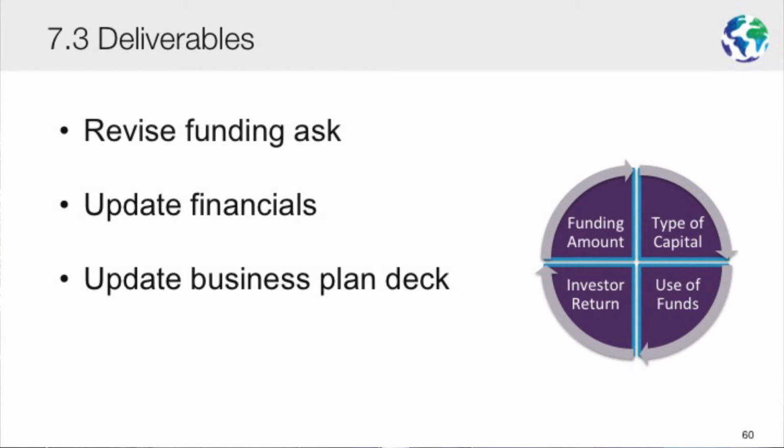In the funding ask, remember, it's the funding amount first, then the type of capital. Is it a grant? Is it a debt? Is it debt with a risk, variable payment obligation? Or is it equity that you're looking for? And then how will you use that? Where will you invest it in your company? And then finally, what would the investor return be, both on a financial return and on an impact return?